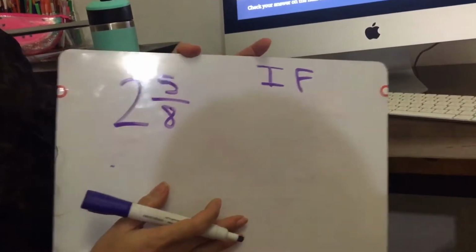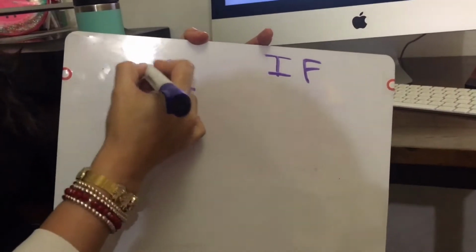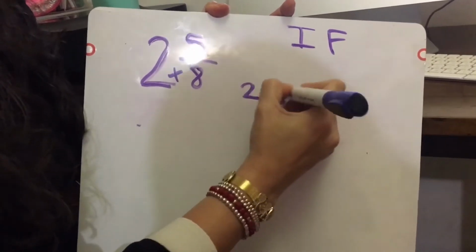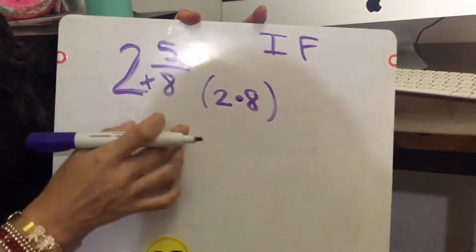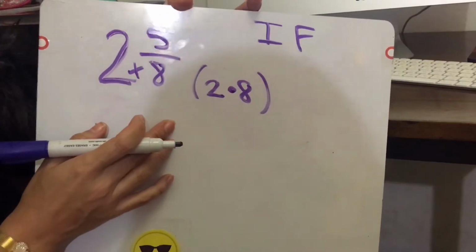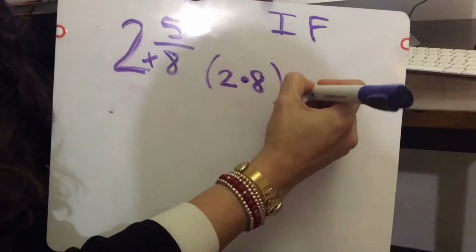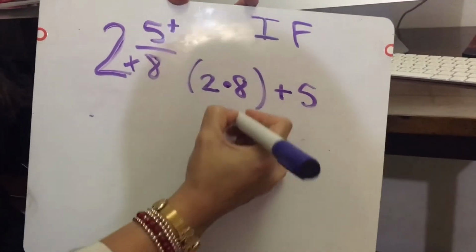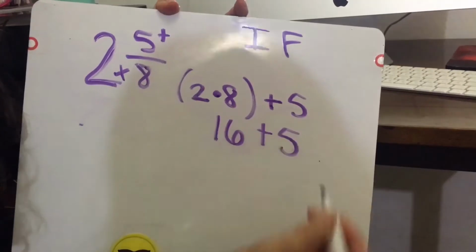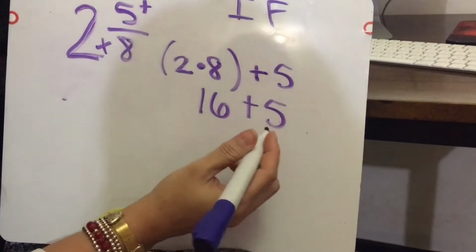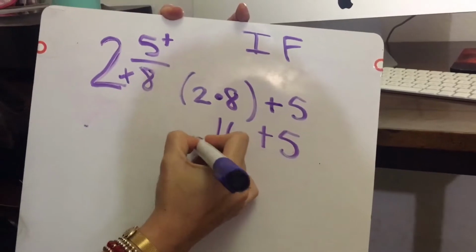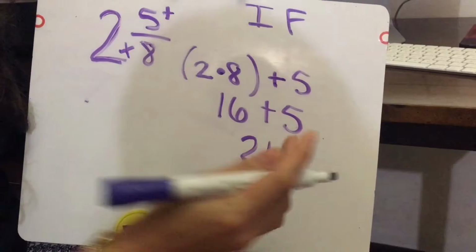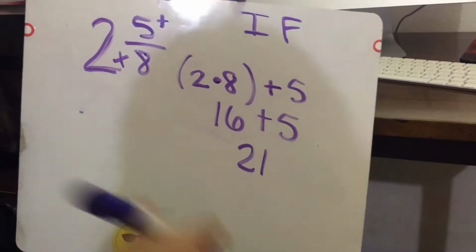Remember, what do I do? First, I will multiply the whole number times the denominator. So 2 times 8, and I'm going to write it in parentheses because it's the first operation that I will perform. 2 times 8, and then I'm going to add the numerator. 2 times 8 plus 5. So 2 times 8 is 16 plus 5. In my head, I will think 15 plus 5 is 20, and then plus 1, that's 21. Remember, I'm always showing you strategies on how to do mental math.